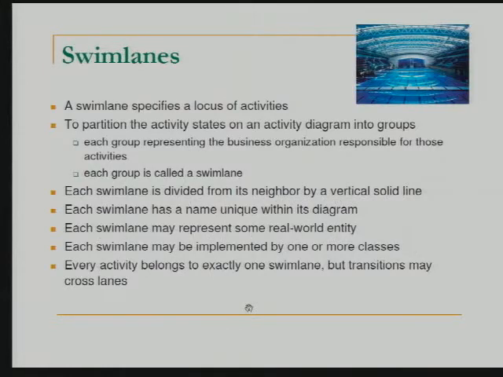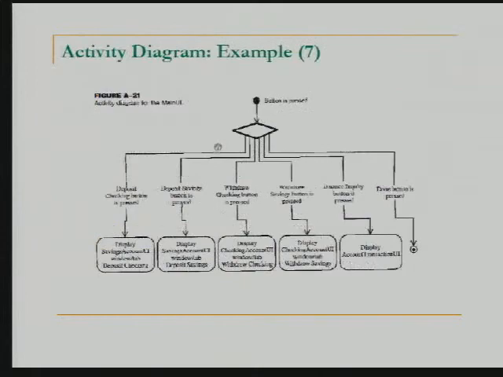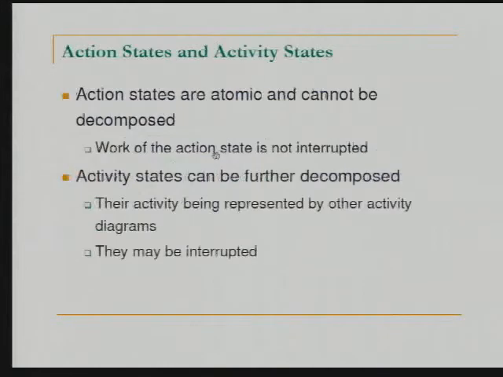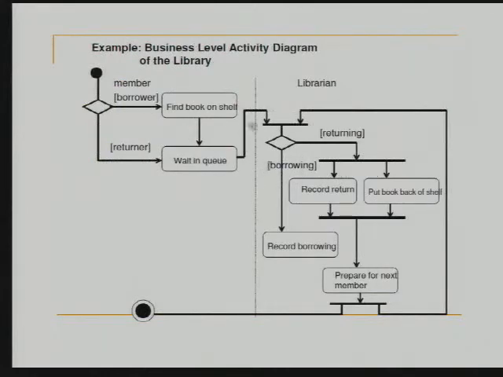The swim lanes, again, focus on a locus of activities. If I go back here, where was it? Here, I had it here. I'm going to go all the way back. So each swim lane, member, librarian, is a locus. In other words, inside this swim lane, all of this activity belongs to the member. All of this activity belongs to the librarian.